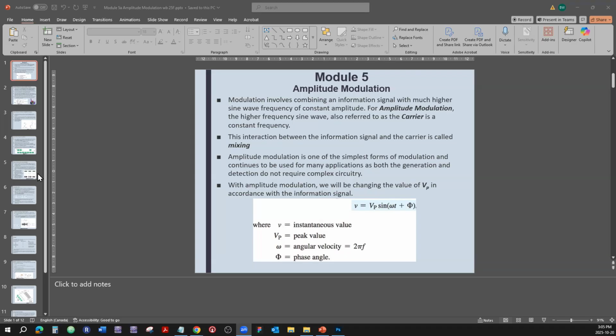All right, so today we're going to tackle, or begin tackling, amplitude modulation. We got some stuff to cover.